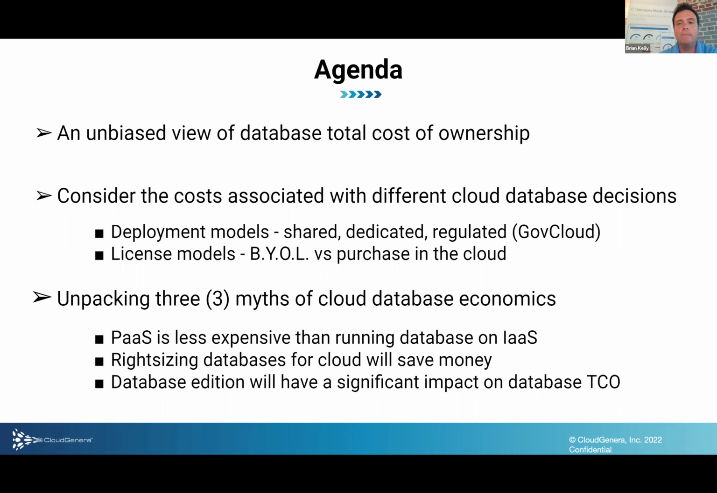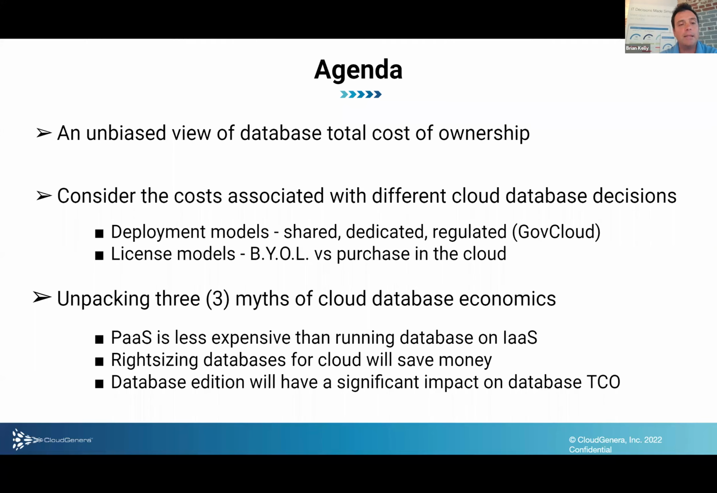Next, we're going to look at cloud database decisions that can dramatically impact this total cost of ownership. And specifically in this session, we're going to drill down on 2 particular areas: deployment model. So we'll go through the different types of deployment models available for databases in the cloud. And then we'll also touch on license models. Also a very popular and timely topic as people are trying to get a handle, not just on their cloud spend, but on how to get the best return out of assets that they already own.